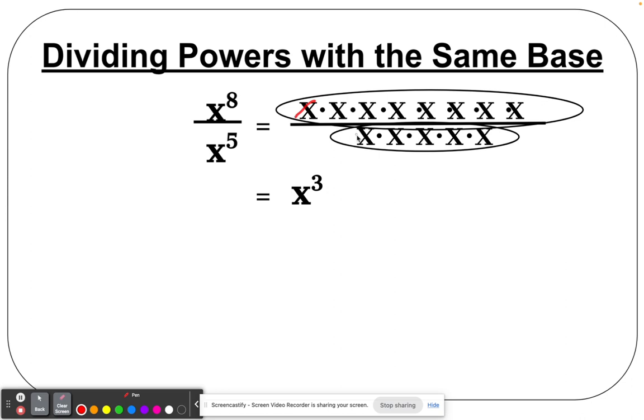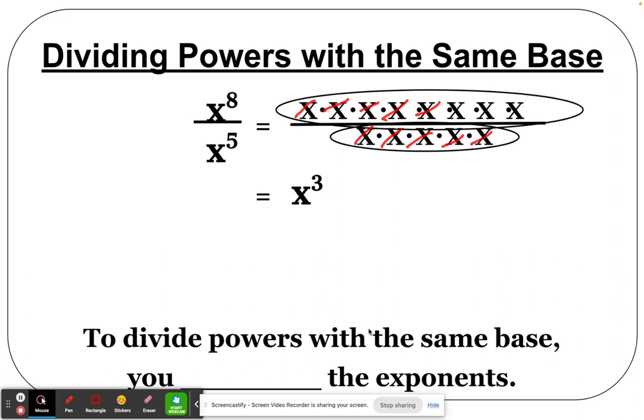x divided by x is 1, x divided by x is 1, and so on for each pair. So I'm left with just 1 in my denominator and x to the 3rd power in my numerator, which leaves me with just x to the 3rd power. So our first rule is, if you divide exponent powers with the same base, you subtract the exponents, because 8 minus 5 will give you that 3.